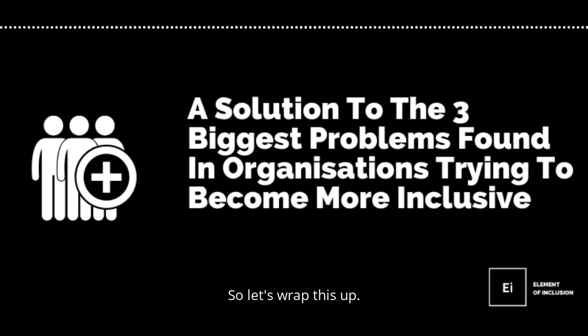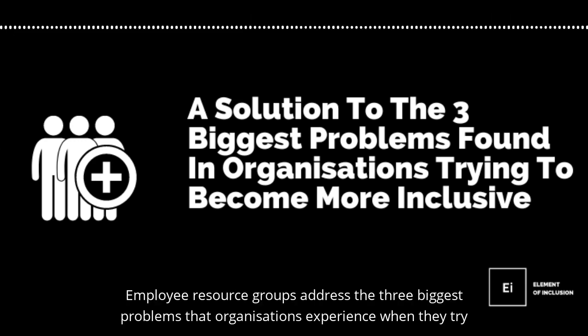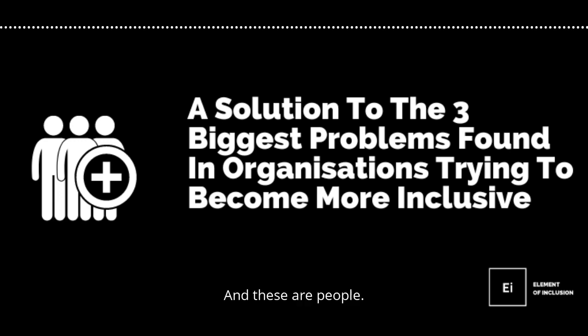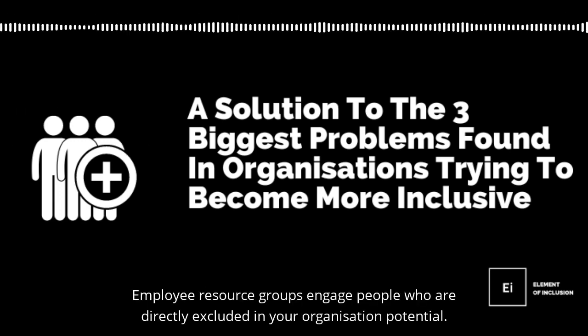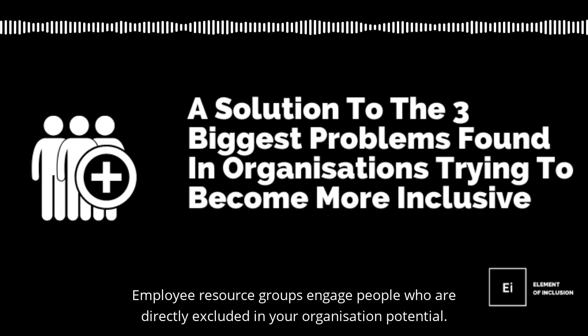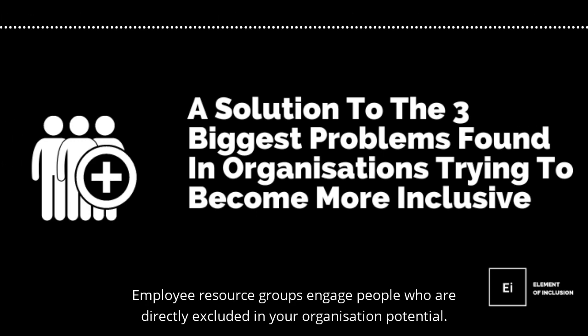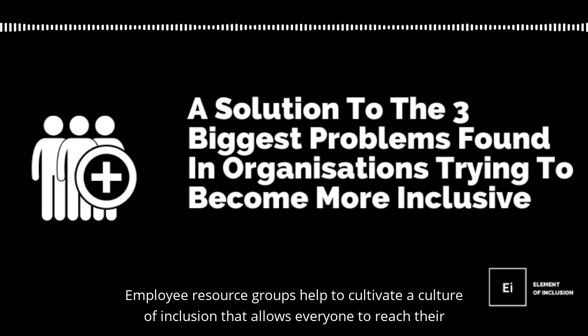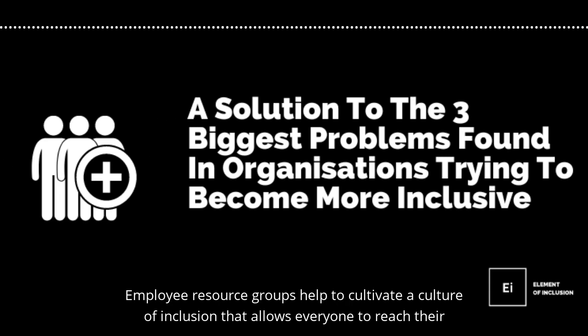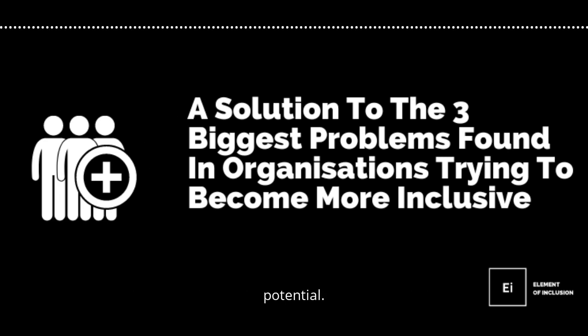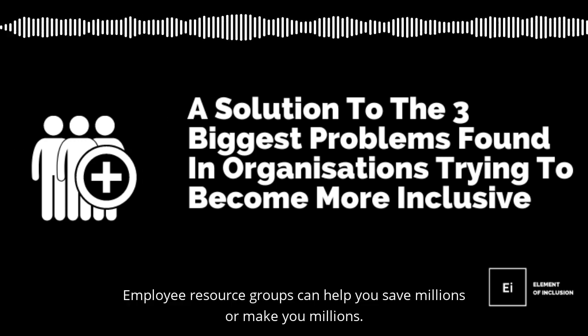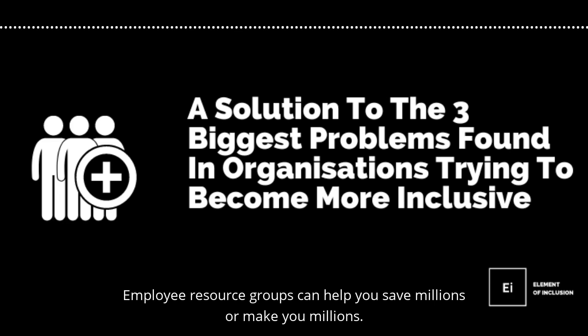So let's wrap this up. What are the key messages here? Employee resource groups address the 3 biggest problems that organizations experience when they try to become more inclusive. And these are: people. Employee resource groups engage people who are directly excluded in your organization. Potential. Employee resource groups help to cultivate a culture of inclusion that allows everyone to reach their potential. And 3 is performance. Employee resource groups can help you save millions or make you millions.